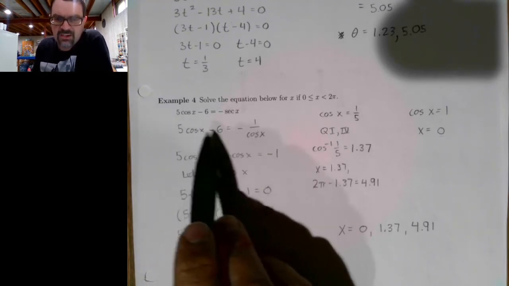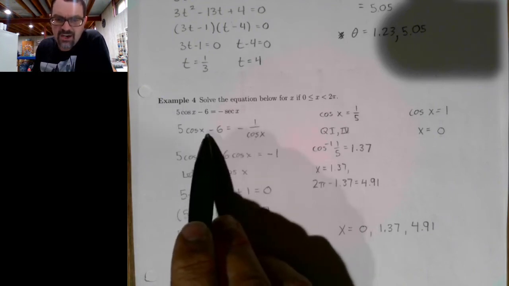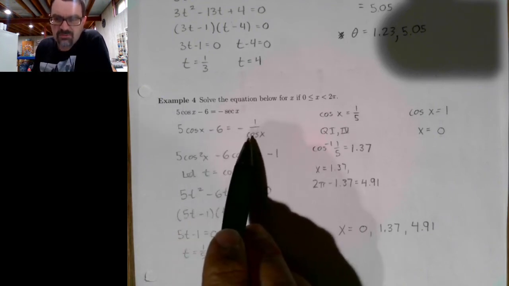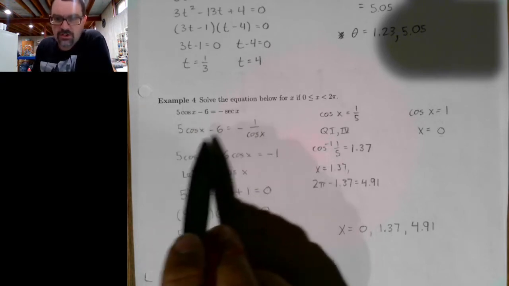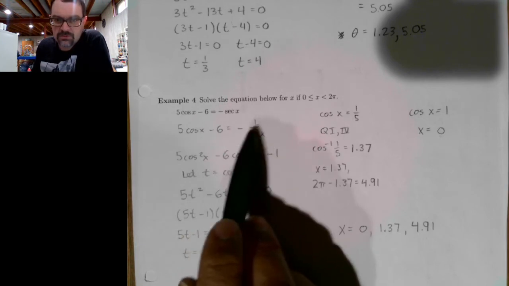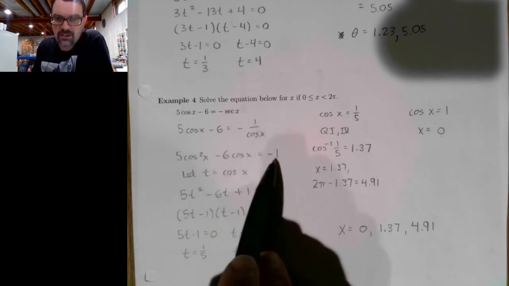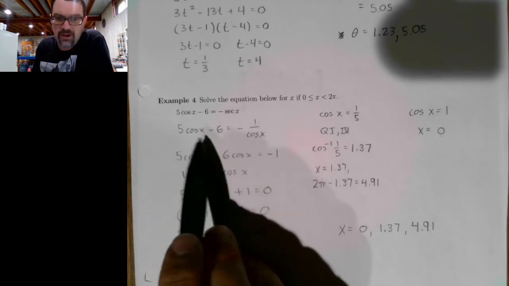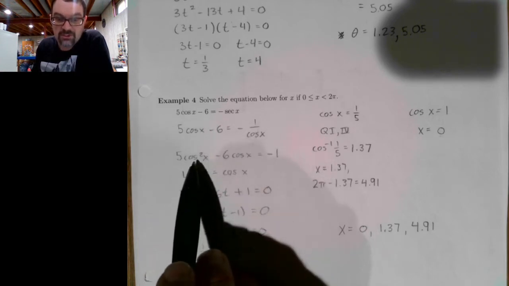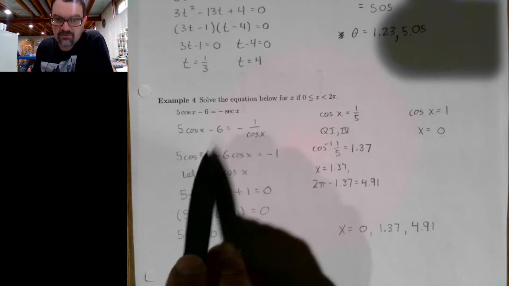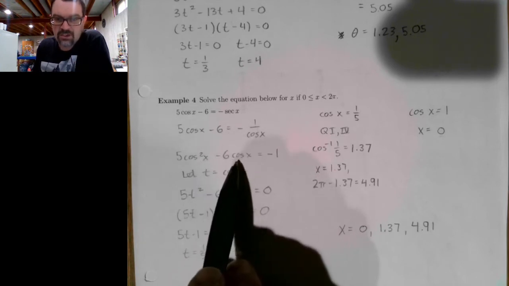Now we have cosine in a denominator, cosine not. So what we're going to do is multiply both sides by cosine. All right? Now that means multiplying all 3 terms, term, term, term, by cosine. Now it cancels the cosine here, so we just have negative sign and a 1. 5 cosine times a cosine is cosine squared now, with a 5. And minus 6 times cosine looks like that.